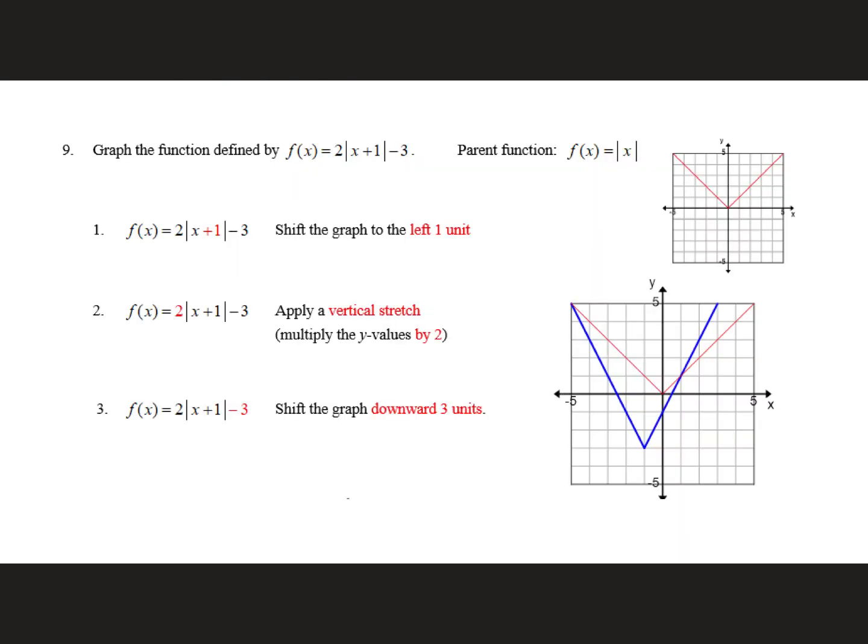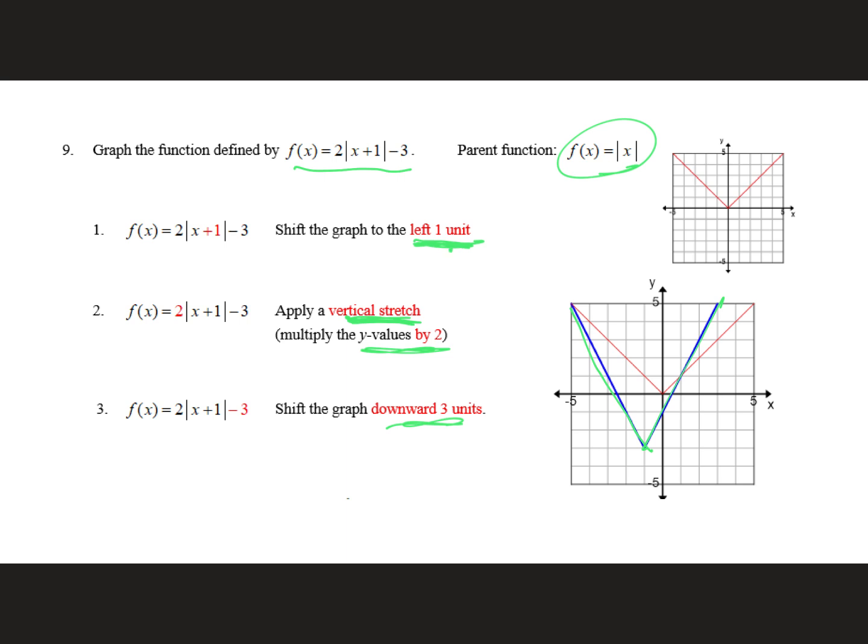So here is an example that's already worked out. So we're going to graph the function defined by f of x equals 2 times the absolute value of x plus 1 minus 3, parent function being the absolute value function, which is the V. If I want to perform these in the correct order, I'm going to do the horizontal shift first, which is left 1 unit. Then I'm going to do the stretch, which in this case is a vertical stretch by multiplying the y values by 2. And then I'm going to move everything downward. So my result is this blue function here where I have shifted left 1.